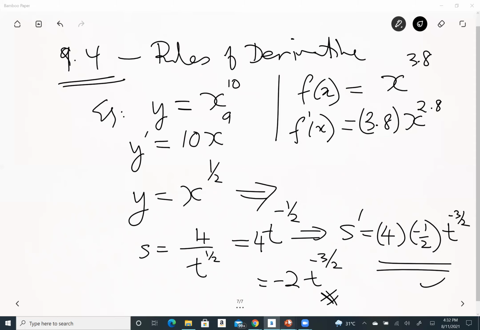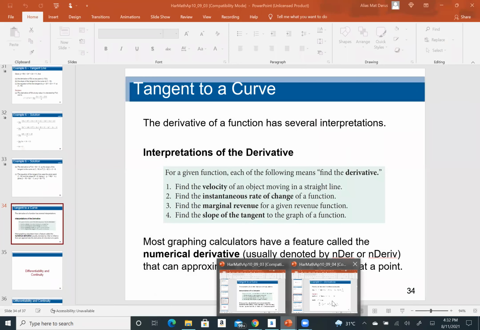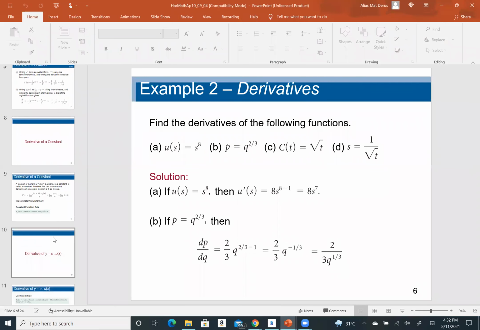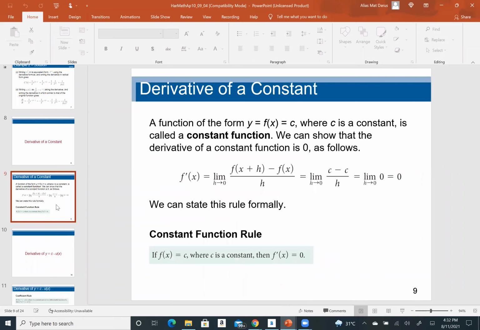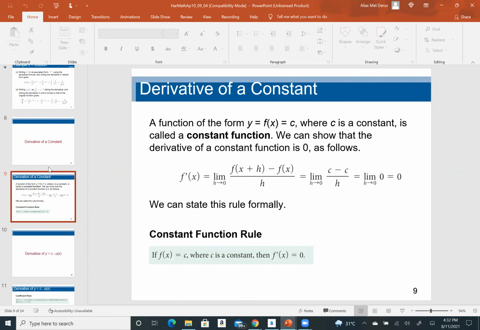Okay. Next. The next rule is the constant rule. The derivative of a constant rule.